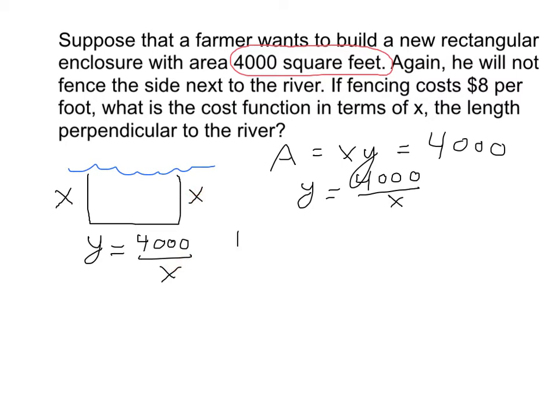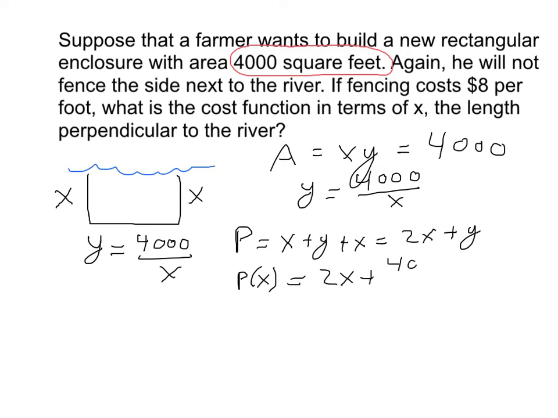So the perimeter is going to be equal to x plus y, again if I go around, plus x, which is just 2x plus y. Now I can write the perimeter in terms of x alone by simply rewriting what we know for y. I can just rewrite the y in terms of 4,000 over x. So I'm going to have 2x plus 4,000 divided by x. So that's the perimeter in terms of one variable x.